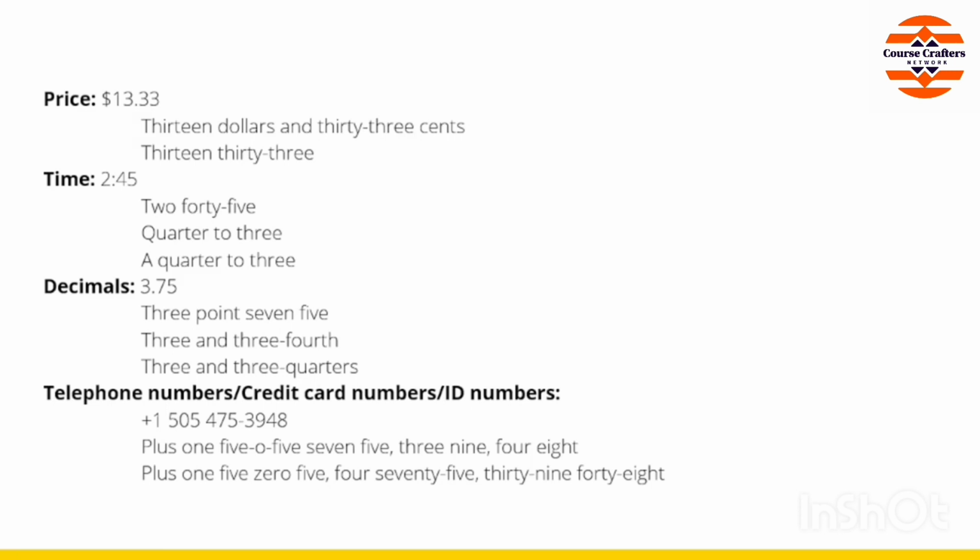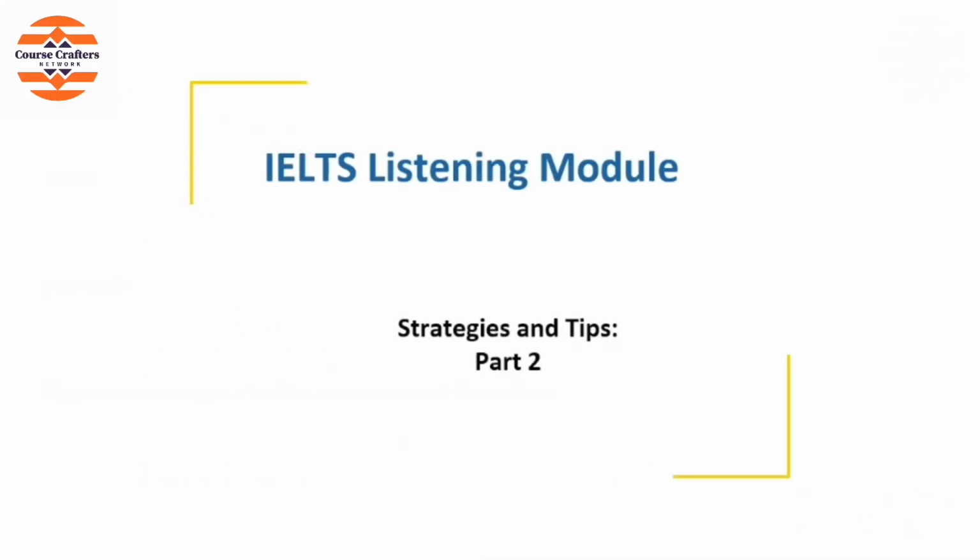And the last one we have, it's about telephone numbers, credit card numbers, and ID numbers. So here, for example, you have a number, and this number can be said as the following: +150575 3948, or we can say it as +1505 475 3948. So you have to make sure before you take your IELTS test, you are aware of the numbers and how they can be said.